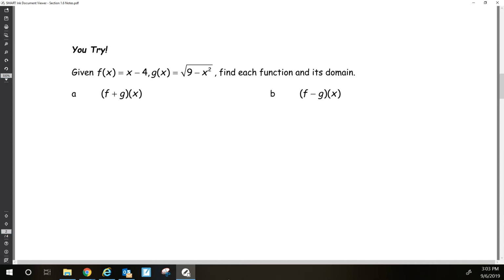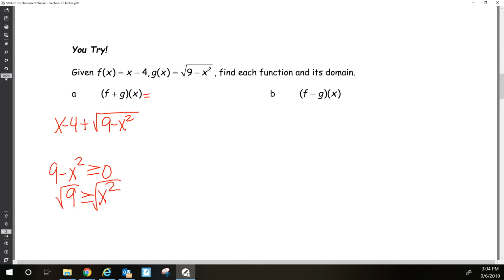All right, welcome back. Let's add these guys together first. We've got x minus 4 plus the square root of 9 minus x squared. That's f plus g of x. The only thing I'm worried about for my domain is this guy over here can't be negative, so 9 minus x squared has to be greater than or equal to 0, which means 9 has to be greater than or equal to x squared. When I take the square root of both sides, I get 3 greater than or equal to plus or minus x.